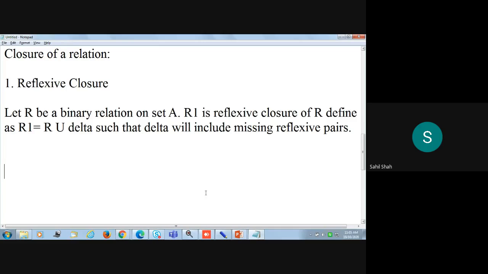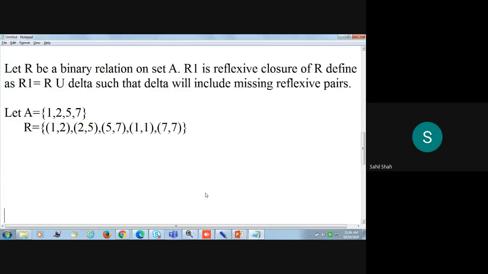Let A equal to {1, 2, 5, 7}. R be a binary relation on A which has pairs like (1,2), (2,5), (5,7), (1,1), (7,7). So can you tell me what is the reflexive closure of R based on the definition? That will be denoted by R1, the reflexive closure of R.